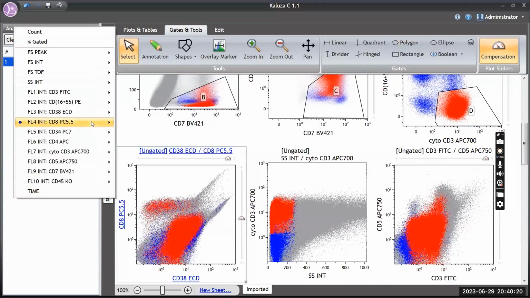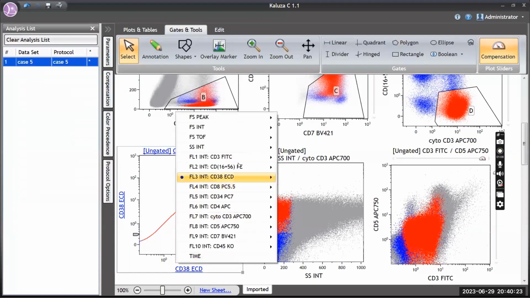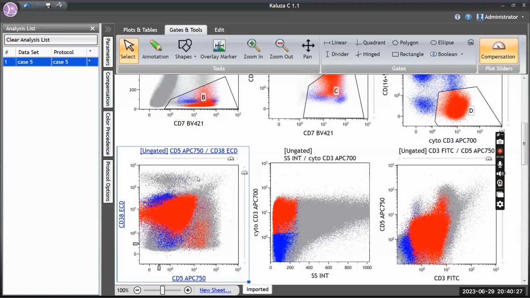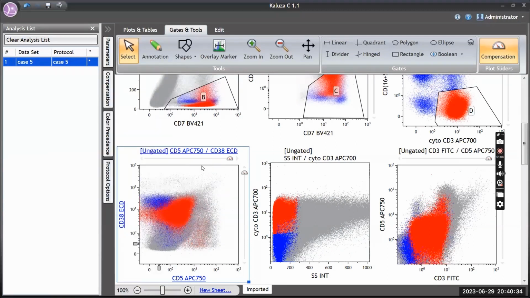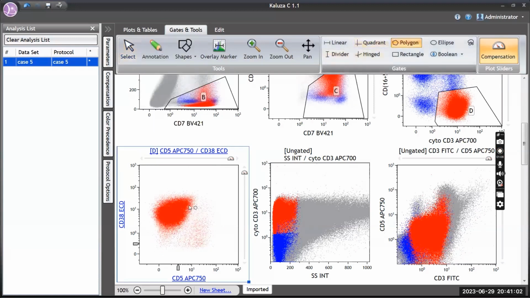So now the next plot is CD38 versus CD5. As soon as I see this plot, I can see that this is completely abnormal because CD5 is not there. This particular population is definitely abnormal because it is expressing CD38 and it is negative for CD5. So this is definitely an abnormal population.